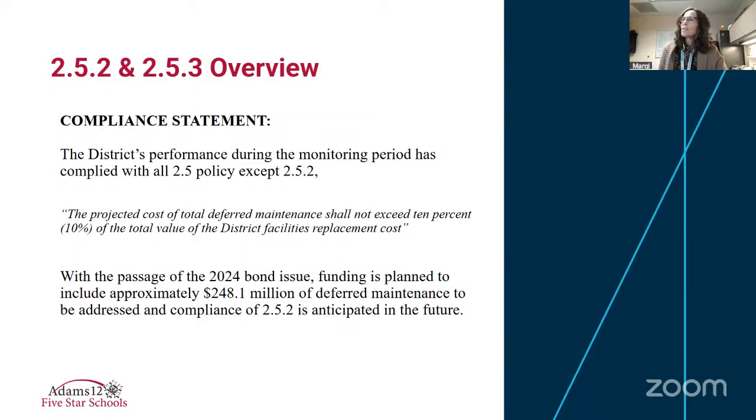The goal hopefully is that with our new bond, about $248 million of that bond is to replace deferred maintenance items. So we anticipate that things will look better in the future. What's hard to put in perspective is, even though we're taking care of as many of those items as possible, there are new things that become deferred because their life cycle ends. So it's kind of a balance, but we do believe that by the end of this bond, we hope to be back in compliance, but definitely not a guarantee.